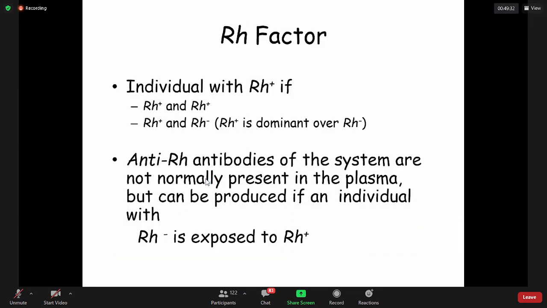Okay, then we have rhesus factor. Rhesus is basically a monkey, so that's where this was discovered. And we have individuals who are positive or negative, who either have or do not have this rhesus factor. So if you have it, you'll be rhesus positive. If you don't have it, you'll be rhesus negative. Anti-rhesus antibodies of the system are not normally present in the plasma, but can be produced if an individual who is rhesus negative is exposed to rhesus positive blood.